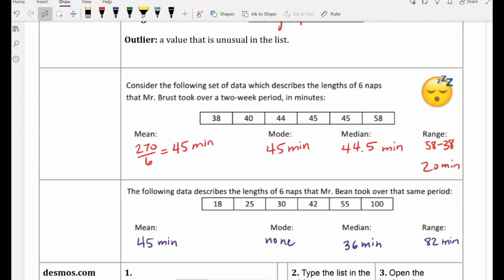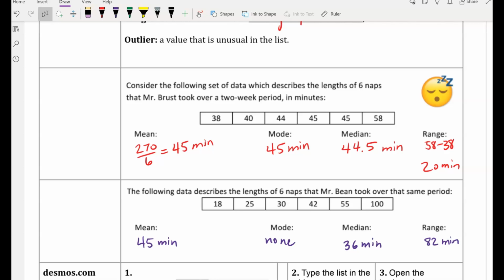We can use the information about mean and median, mode, and range to tell us something about our two data sets. We can see that Mr. Bruss took more consistent naps. His data was closer together. The range was only 20 minutes. The median and the mean were very close together, 45 for the mean and 44.5 for the median.